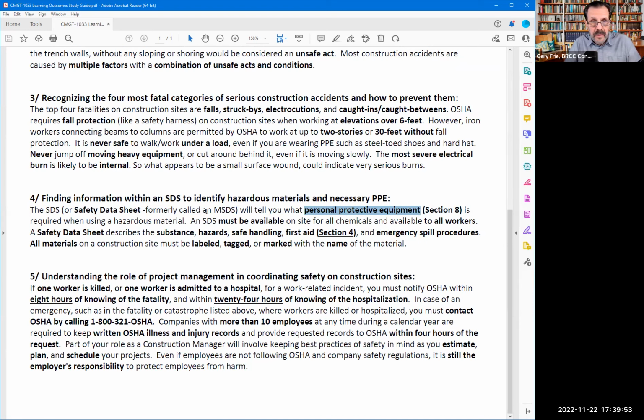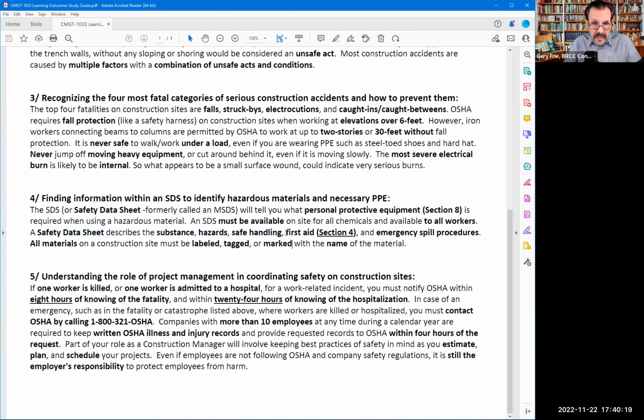So that's why you need that. And the next sentence says an SDS must be available on site for all chemicals and available to all workers. Well, I just mentioned that, but here it is in writing. And then the next sentence says a safety data sheet describes what? It describes the substance, the hazards, the safe handling, and the first aid in section 4.